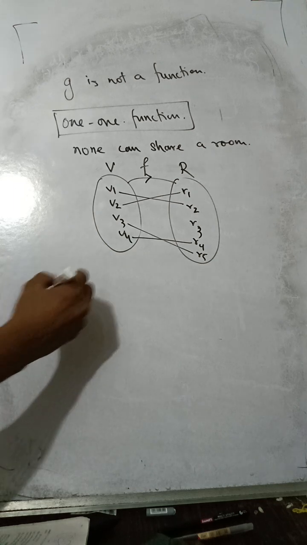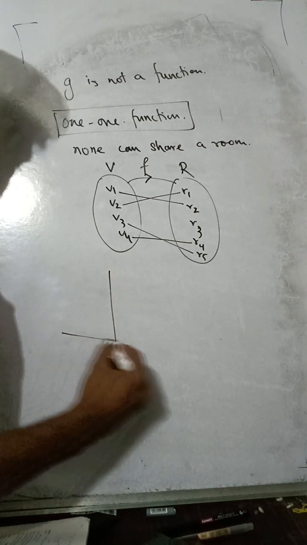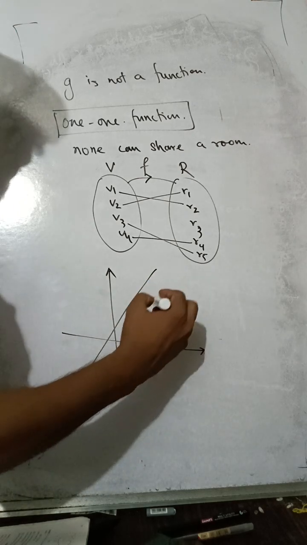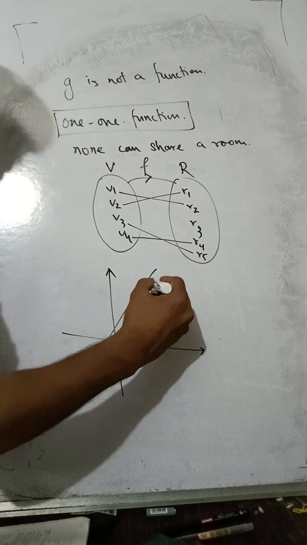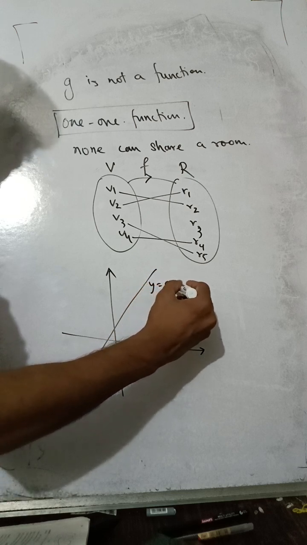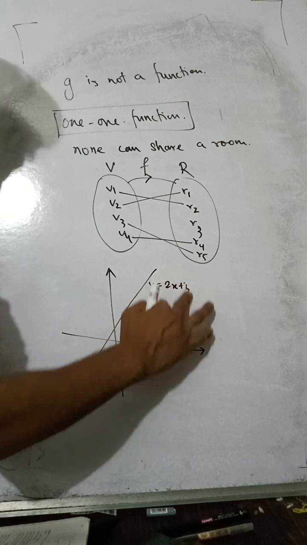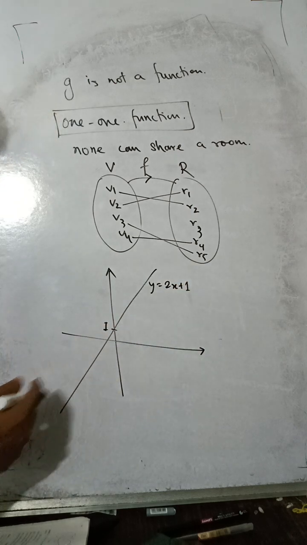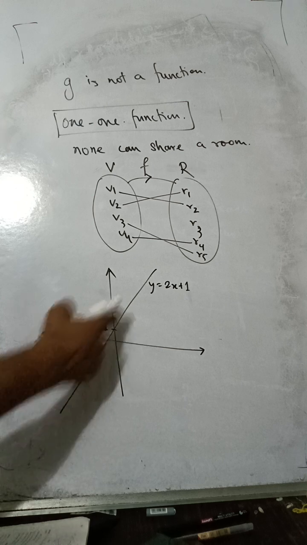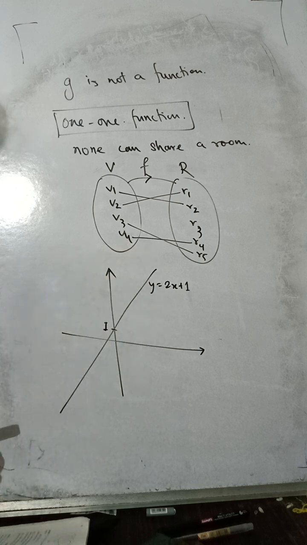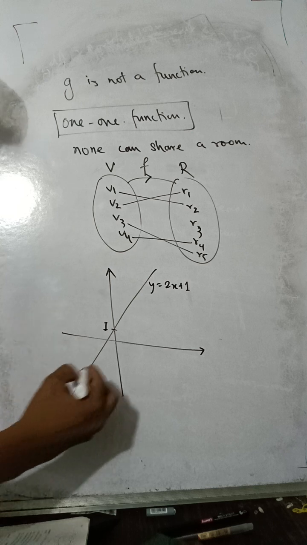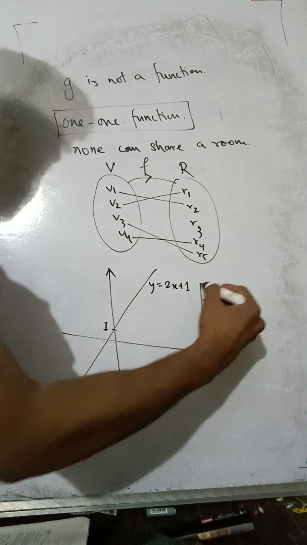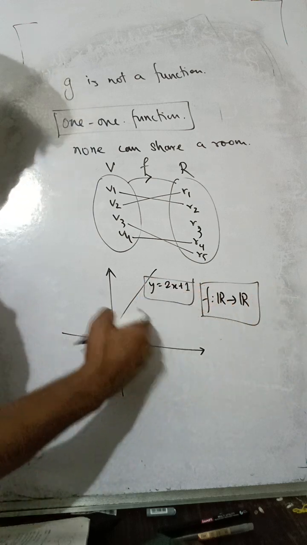The next idea is, suppose we have a straight line, something like this probably. This will be something like maybe 2x plus 3 or 2x plus 1 probably. Now, is this a one-one function? Yes, this is a one-one function. If our function is from real to real and this is the rule of the function, then this is a one-one function.